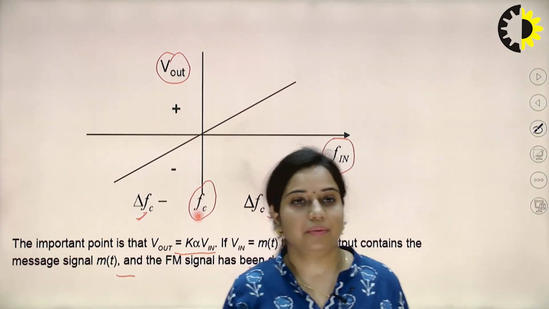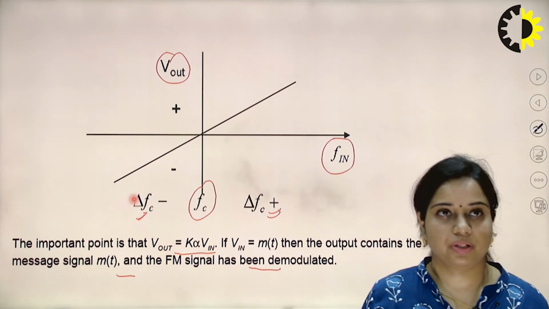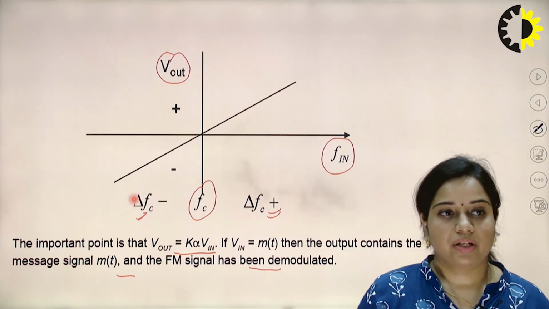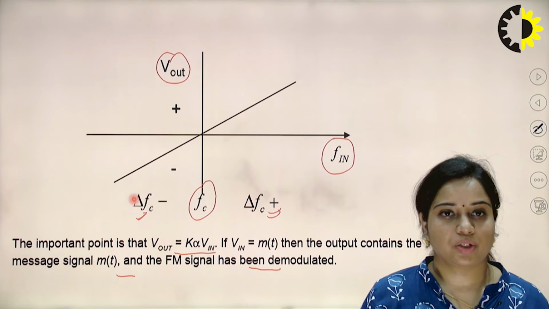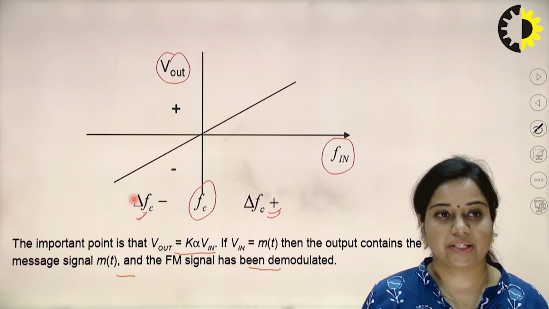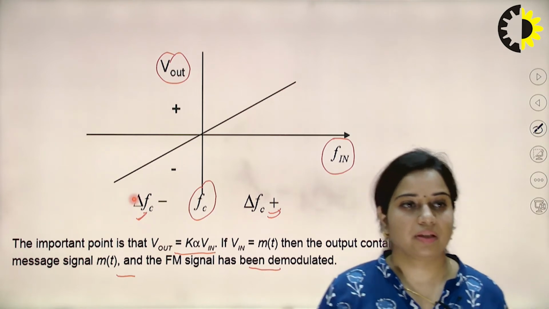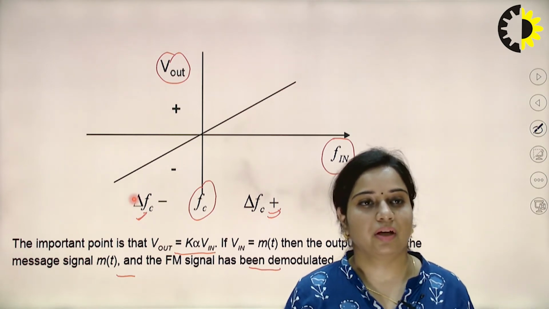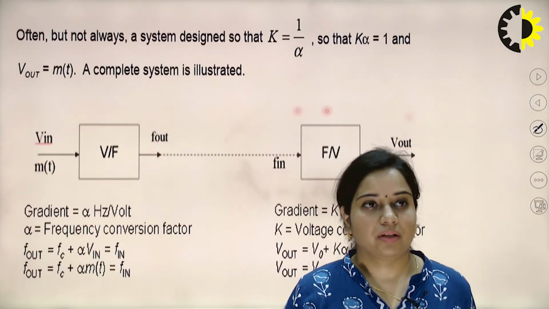So basically what we are trying to say is that in case of a frequency to voltage converter, input will be the frequency and output will be the voltage, and if input voltage is considered as the message signal, then it is easy to demodulate the particular signal.